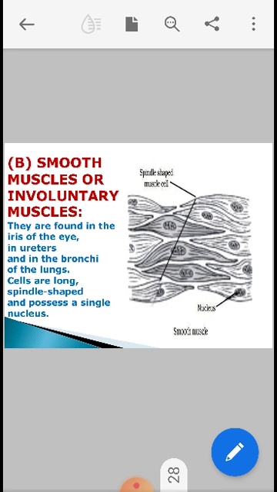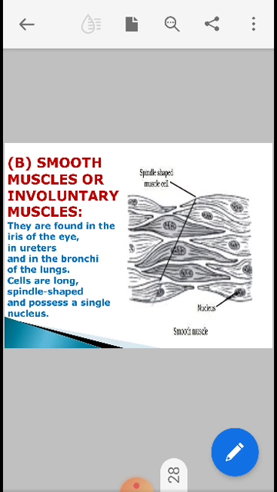The other kind of muscles are the smooth muscles. Now from the word itself we can understand that they are smooth and they are involuntary. Where are they found? They are found in the iris of the eye, आँखों में, in the uterus, in the bronchi of the lungs. So these are the parts where we don't move them, but these muscles do their work on their own. And the cells of these muscles are long and spindle shaped.